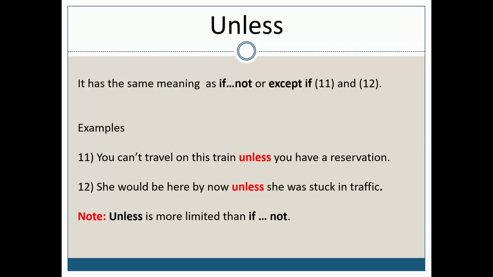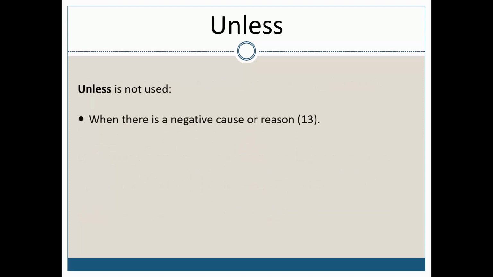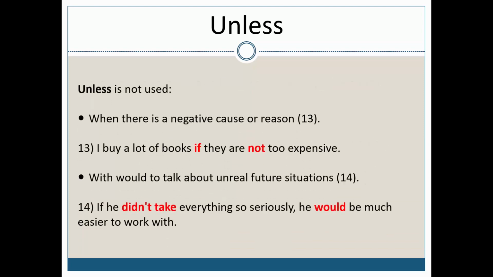Note that unless is more limited than if not. Unless is not used when there is a negative clause or reason, as in example number 13. I buy a lot of books if they are not too expensive. We cannot use unless in this example, as it's followed by a negative.